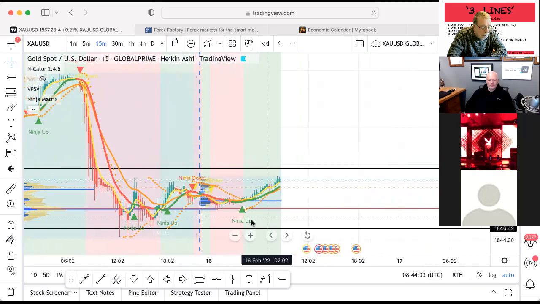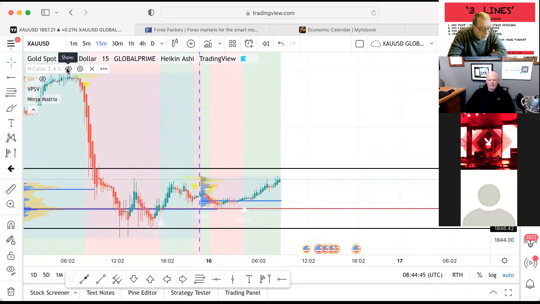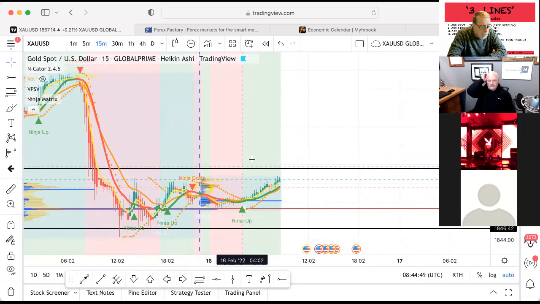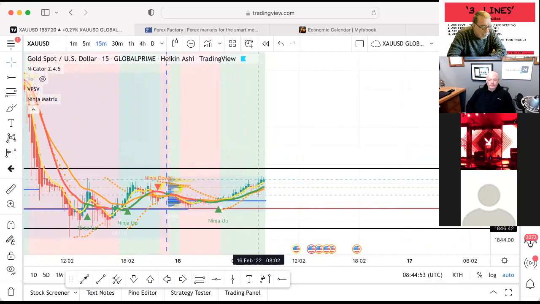So as you can see, we got a Ninja up slightly before the Ninja matrix. I think it was 1 candle before. So there was a Ninja matrix, there was a Ninja up. So there's 2 things ticked off on my checklist: a Ninja up and a Ninja matrix up. And then the third thing that I look for is the moving averages.